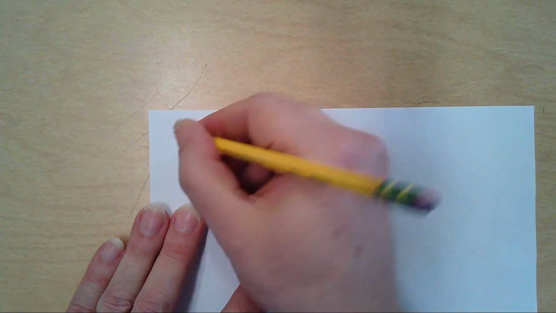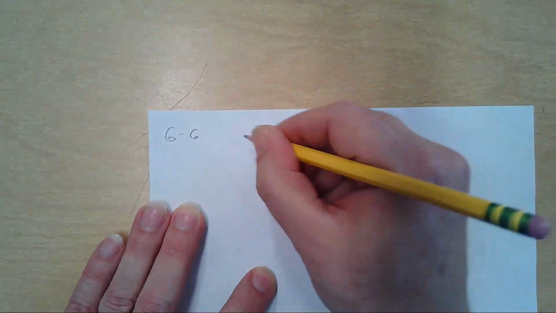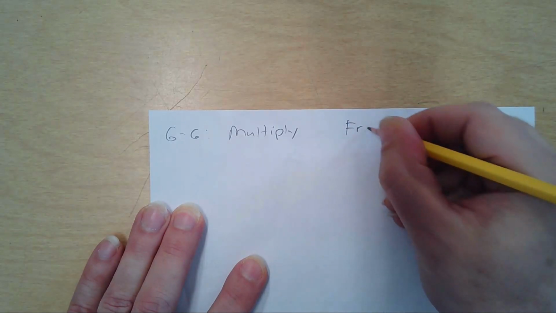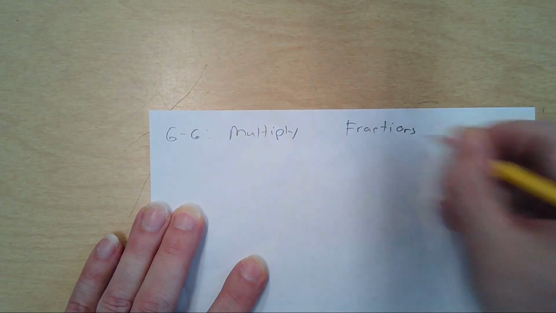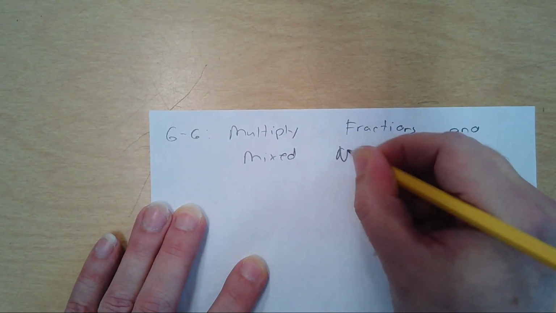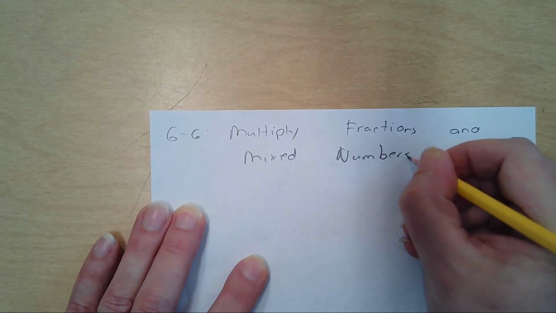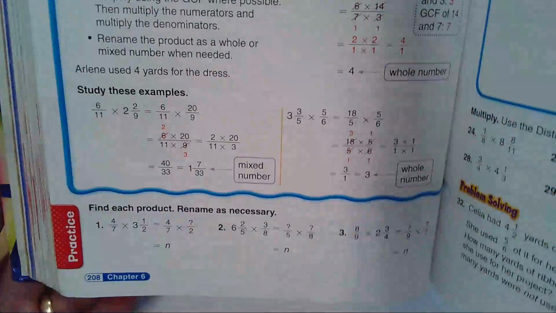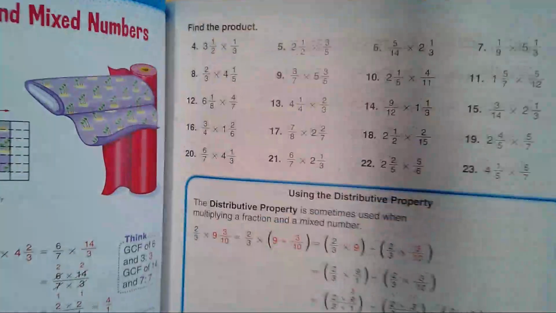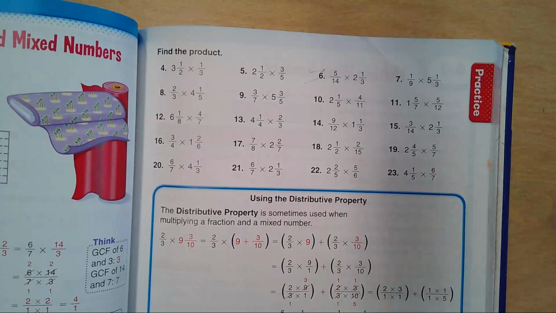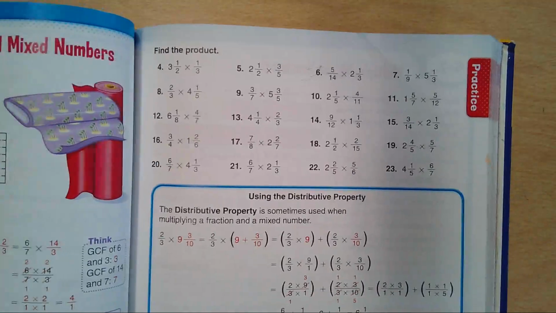All right, we are doing 6-6, multiply fractions and mixed numbers. Page 208, page 209. So all our problems are over here on page 209.